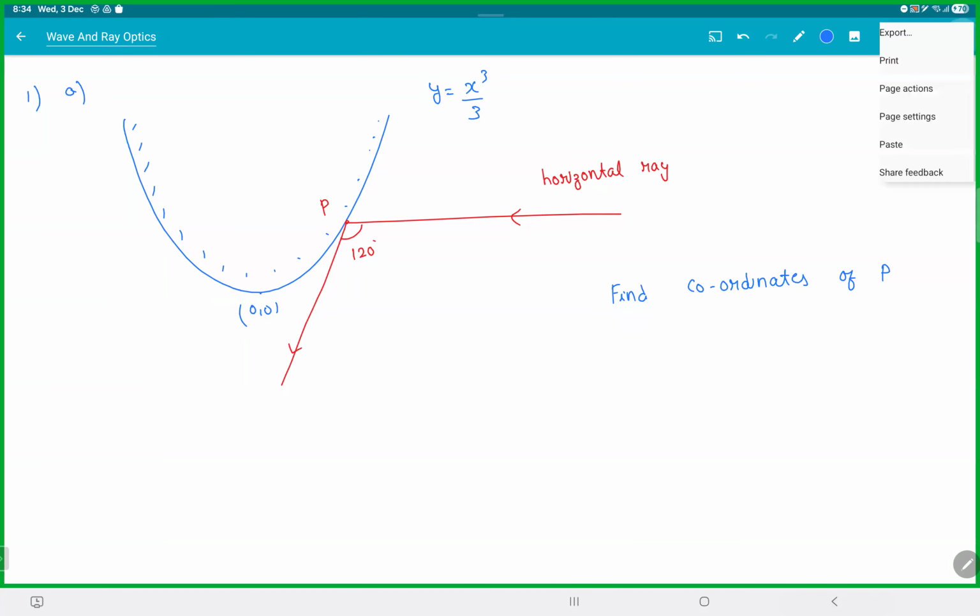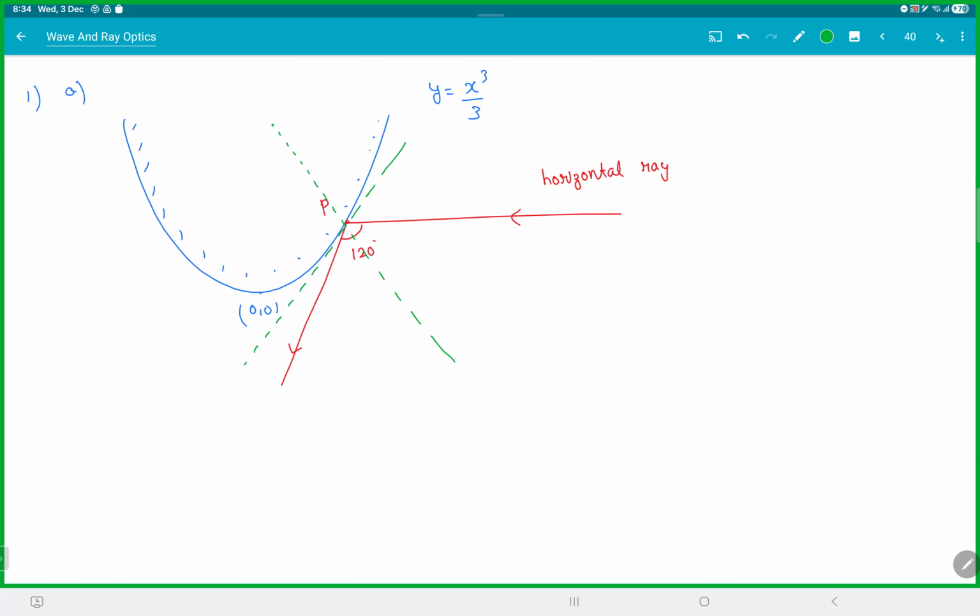So how do we do this? From here, if you drop a normal, and if you draw a tangent, this angle will be 60 degrees. So this will be 30 degrees. So the slope will be dy by dx is equal to tan 30. Dy by dx will be x square, which is 1 by root 3. So x is equal to 1 by 3 to the power of 1 by 4. From there you get the y coordinate. Easy?